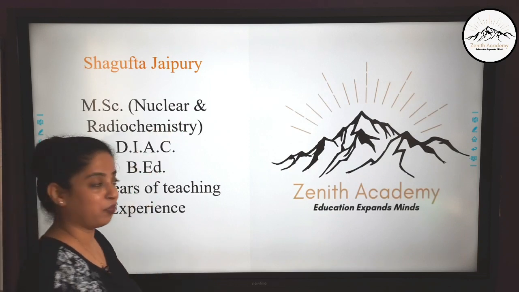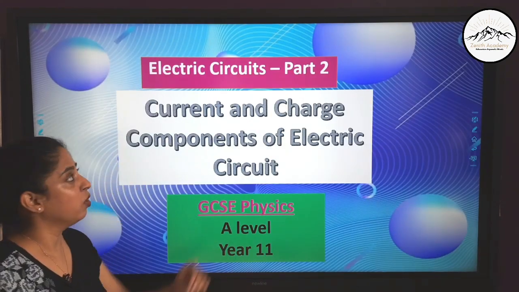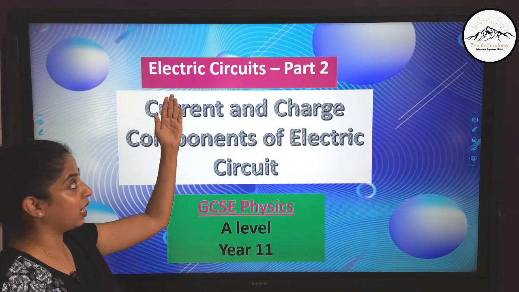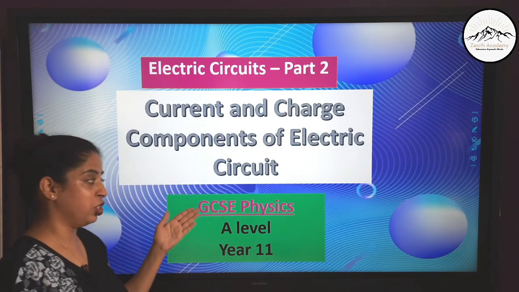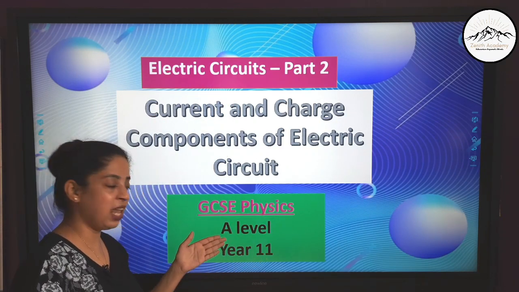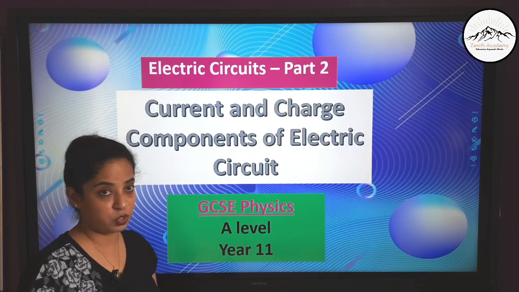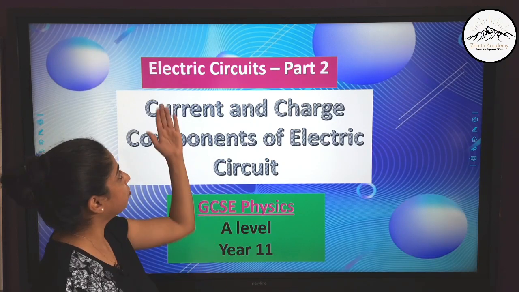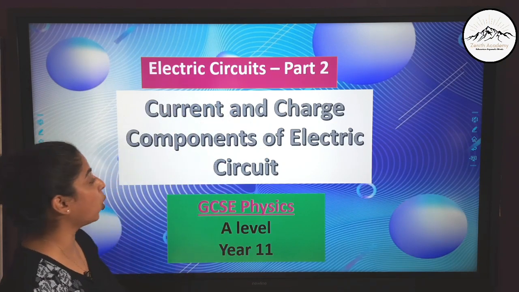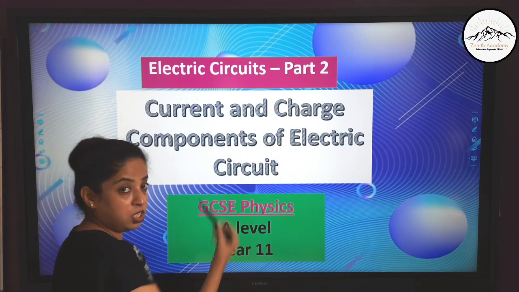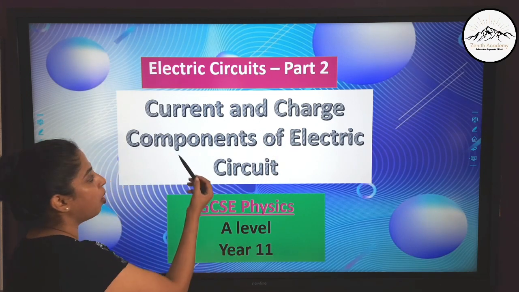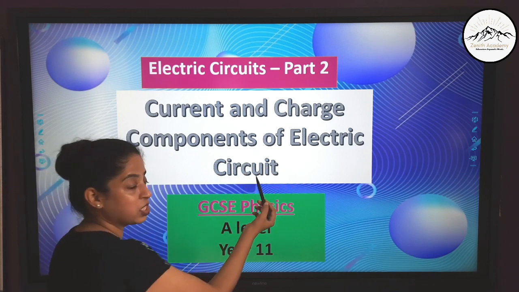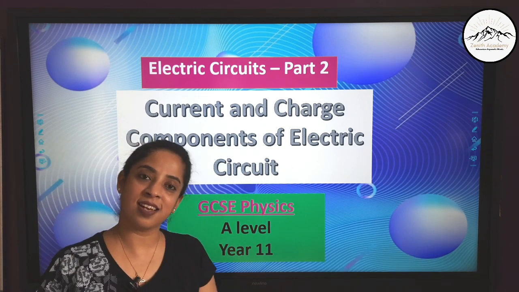My name is Shagufta Jaipuri and we are on part 2 of the chapter Electric Circuits for GCSE Physics A level students, that is year 11 students. And in this part of the chapter Electric Circuits, we'll be talking about current and charge, and we'll also talk about the different components of electric circuit. So let's get started.